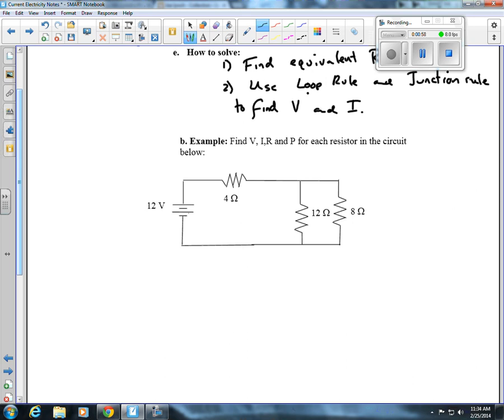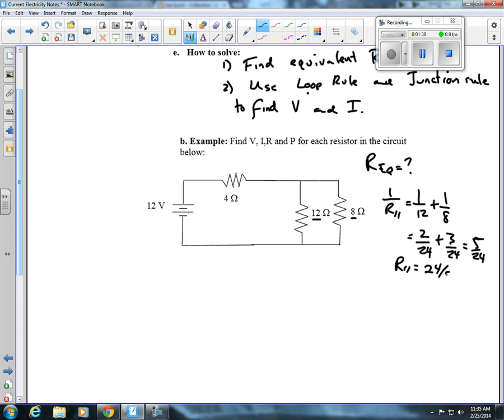So I'm going to start this way. Find the equivalent resistance, the total resistance. So I have the 4, it's in series with this combination of the 12 and 8 that are in parallel. So first I'm going to deal with that parallel. So 1 over R parallel is 1 over 12 plus 1 over 8. Common denominator would be 24, so this would be 2 over 24 plus 3 over 24 is 5 over 24. Now that's 1 over R, so to get R, I have to take the reciprocal, so 24 over 5.